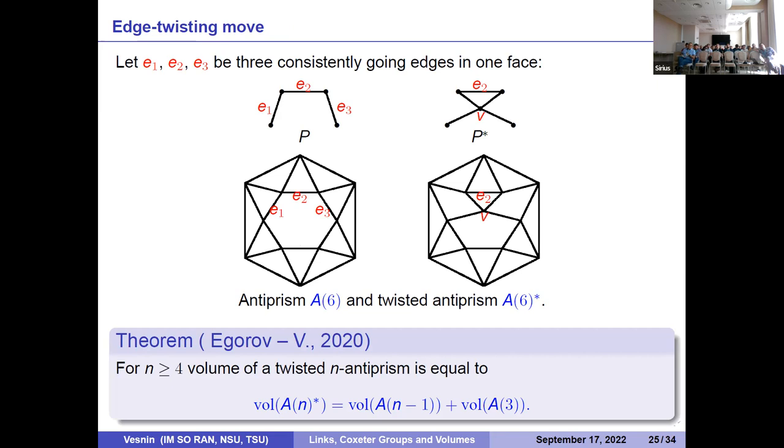And as an example, you have the antiprism, and you can apply this edge switching for E1, E2, E3. You obtain a new polyhedron, which you call the twisted antiprism. So it's another guy, but fortunately, we can still calculate the volume. So it was the original antiprism, known by Thurston. If you have the twisted one, you just add the volume of an octahedron.